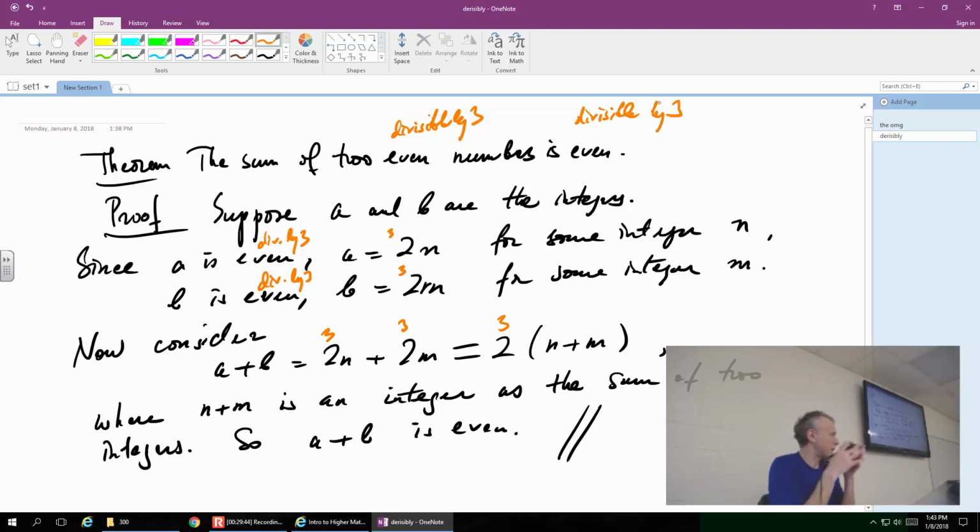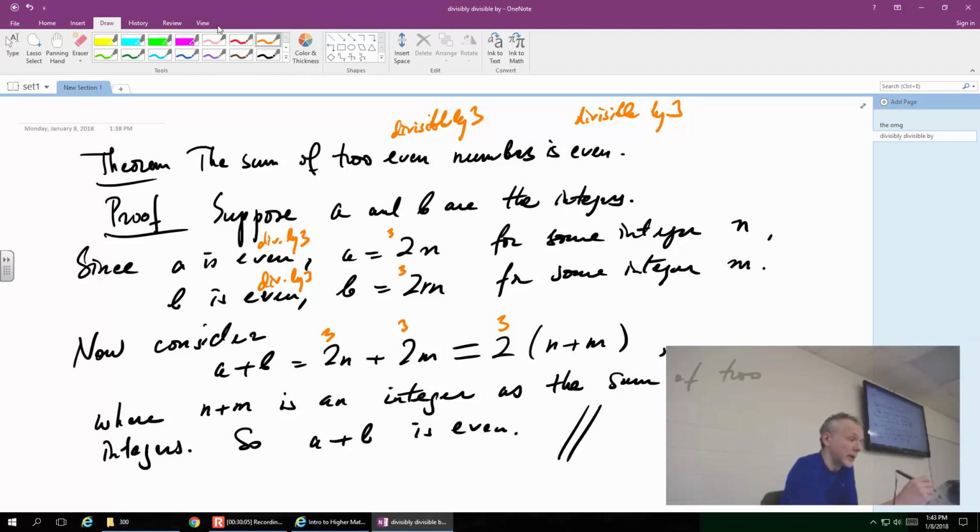Is anything special about 2 and 3? Okay, so let's use it more. What else can we get from this? Divisible by 2, divisible by 3, any number. Yeah, that's right.